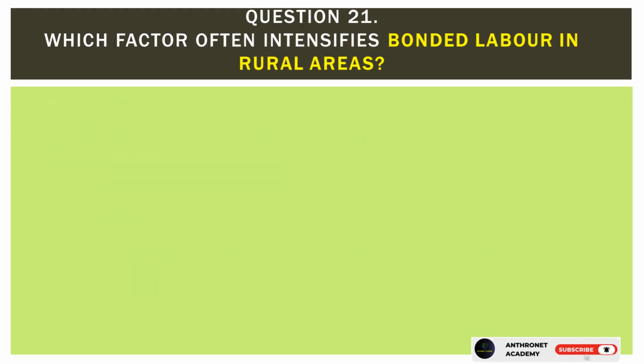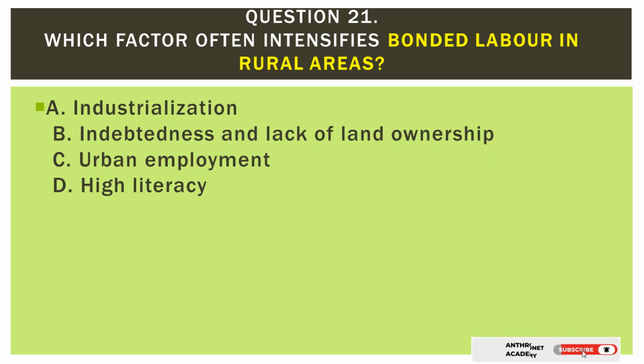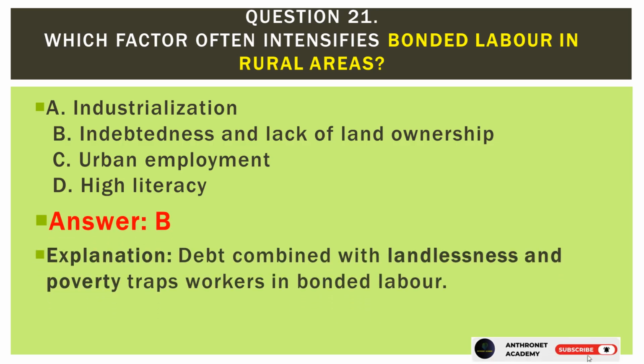Question 21. Which factor often intensifies bonded labor in rural areas? A. Industrialization. B. Indebtedness and lack of land ownership. C. Urban employment. D. High literacy. Answer: B. Explanation: debt combined with landlessness and poverty traps workers in bonded labor.